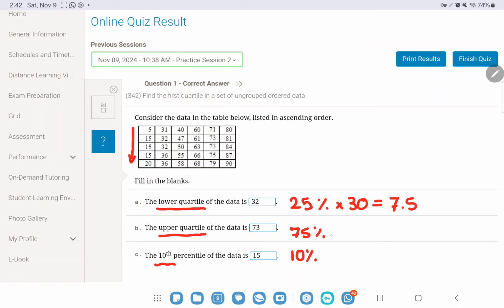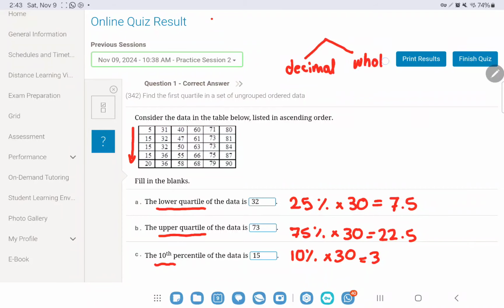7.5. And when you multiply the other percentages by 30, you're gonna get different answers. Let's see, 75 is 22.5, and 10 is equal to 3. Okay, so these aren't your answer, these are the positions of your answers, okay? But look, once you have two cases, as can be seen, you could either get a decimal or a whole number, right?